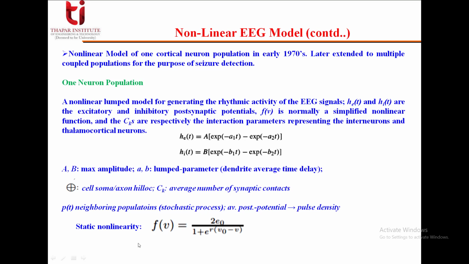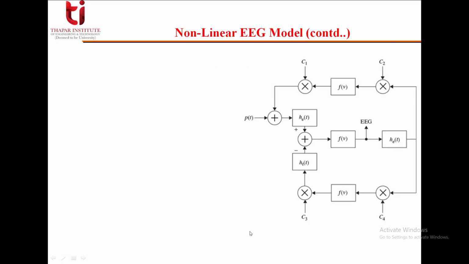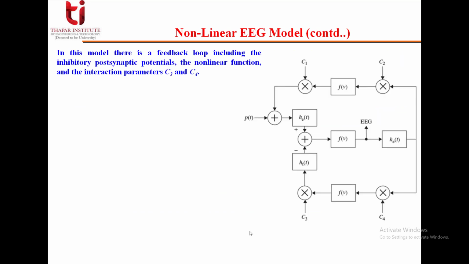And we'll use this nonlinear function f(v), which is 2e0 by 1 plus e raised to the power r(v0 minus v). So this is a figure that shows a nonlinear model. In this model there is a feedback loop, as you can see, including both the inhibitory as well as the nonlinear function and their interaction parameters C3 and C4. You can see this f(v) and this inhibitory function, this is HIT.